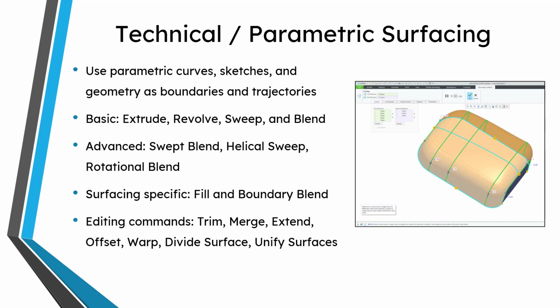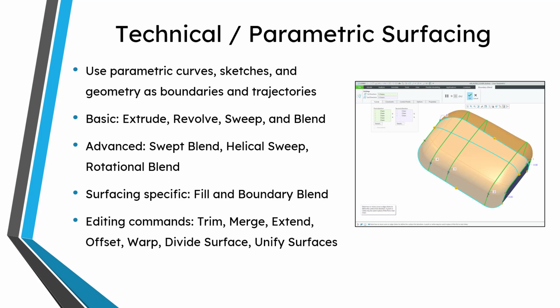For the first main paradigm that you have in Creo Parametric, there's the standard technical or parametric surfacing. And this is where you primarily use different curves, sketches, and edges from geometry as boundaries and trajectories for different features. And those can include your basic features like extrude, revolve, sweep, and blend. And also there are advanced features like the swept blend, the helical sweep, and the rotational blend.